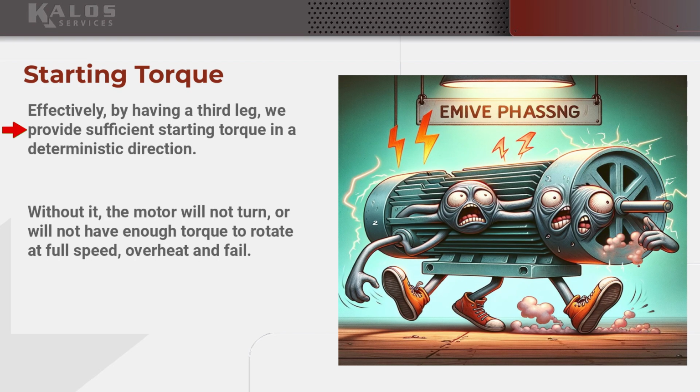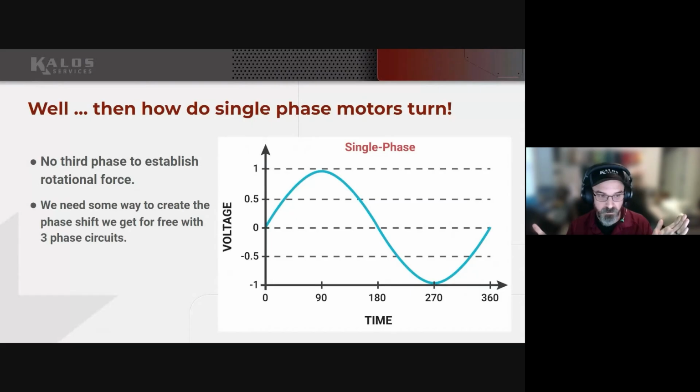Okay. So effectively what I'm saying is that by introducing a third leg, we're providing efficient starting torque for the motor to begin to spin in a deterministic direction, always in the direction of the strongest magnetic field. So it's just going to follow that magnetic field as it strengthens. Cool. So we know how 3-phase motors turn. We have 3 legs. The third leg provides that additional torque to keep that motor spinning in the same direction and build up enough momentum.